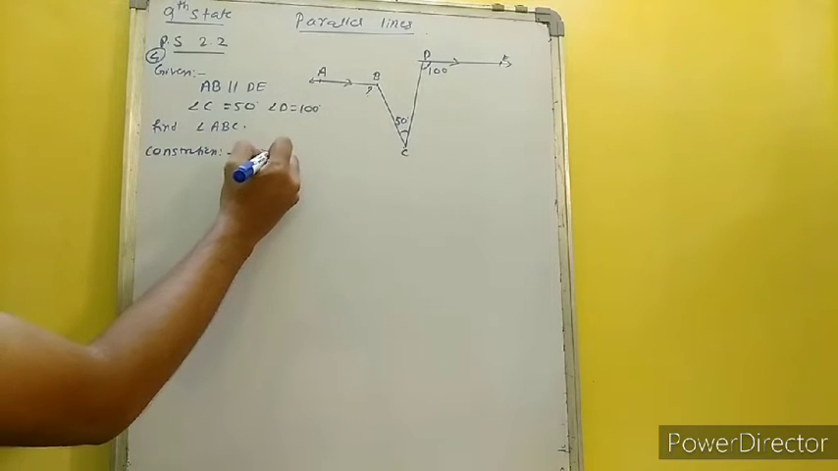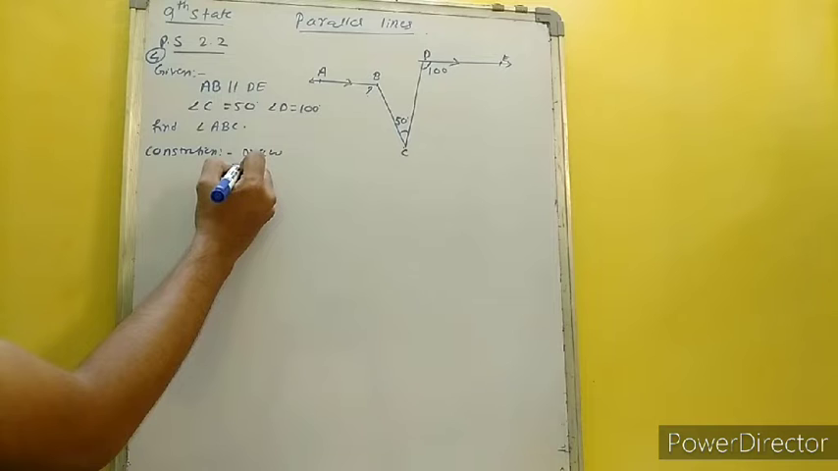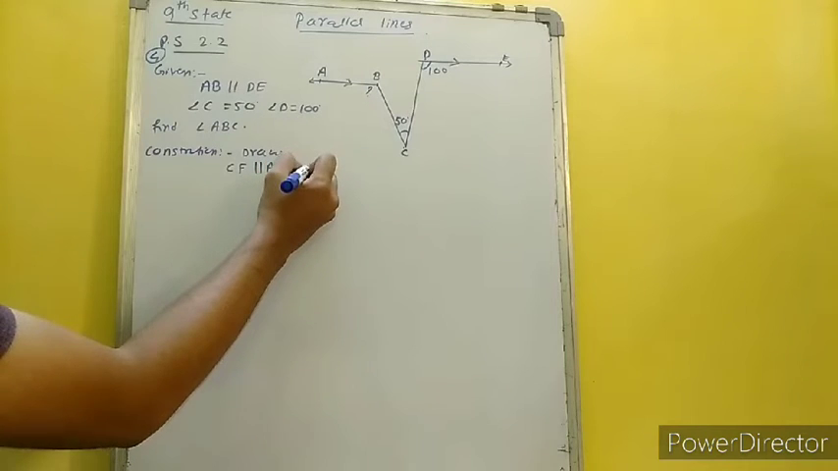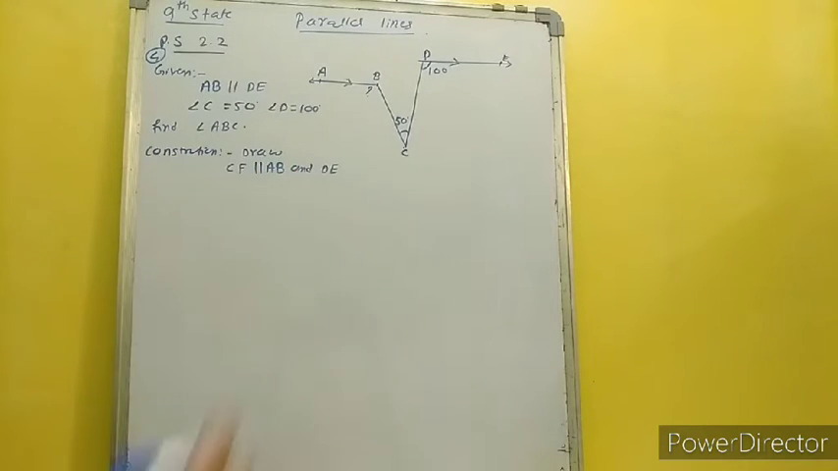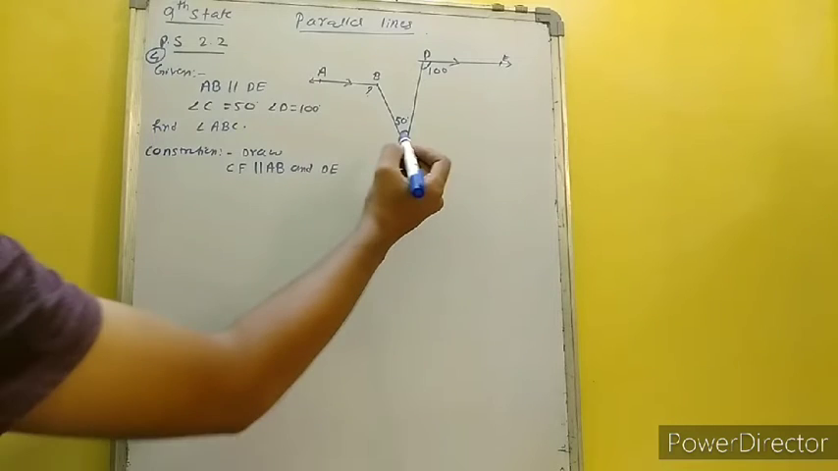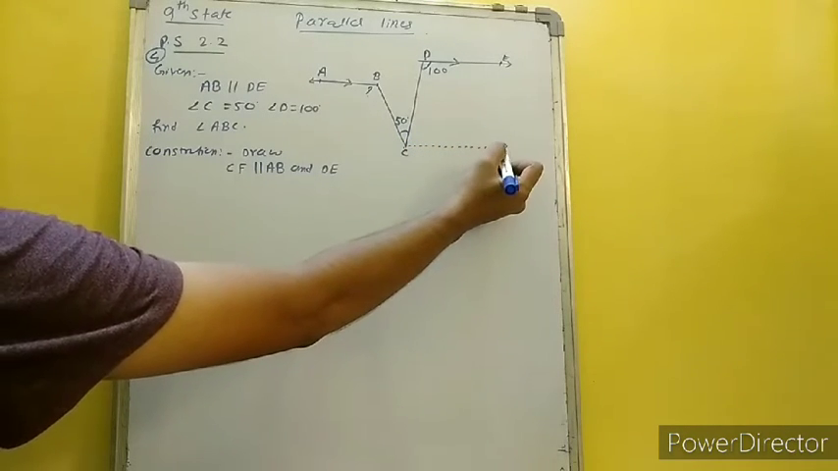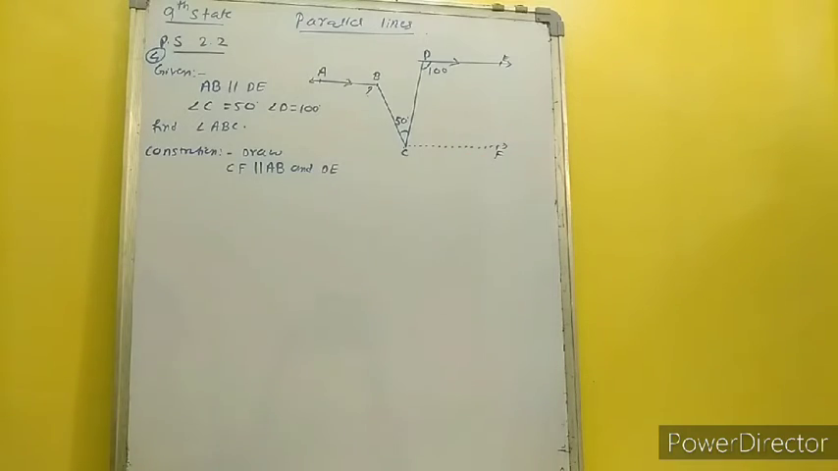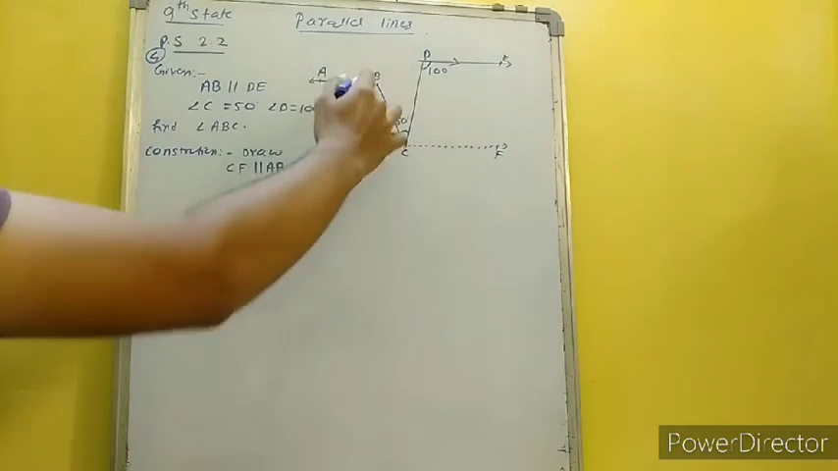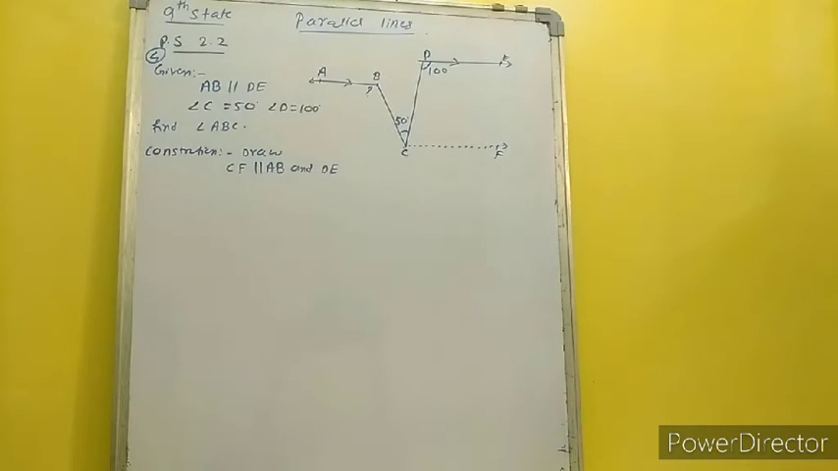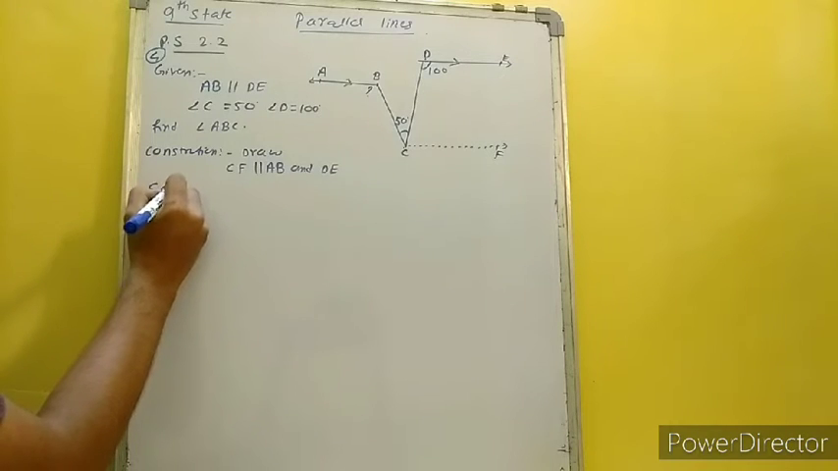Draw CF parallel to AB and DE. We need to draw CF which is parallel to AB, and because AB is parallel to DE, CF parallel to AB is also parallel to DE. Okay, that was the construction. Now I will start with the solution.